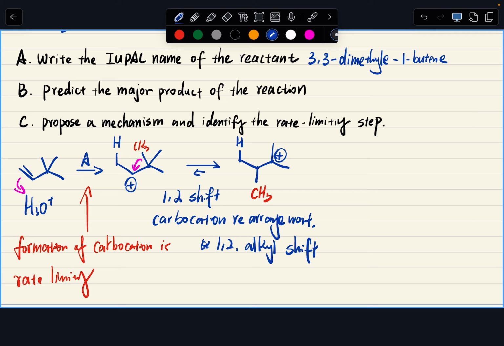Yes? Is the 1,2 shift only for methyl groups? Well, the 1,2 shift works for hydrogen and alkyl groups. Now, the shift of hydrogen is faster than an alkyl shift, but both hydrogen and alkyl groups can undergo 1,2 shift carbocation rearrangement. So if you had a hydrogen and a methyl both next to it, which one would shift? Hydrogen will shift before the alkyl group.